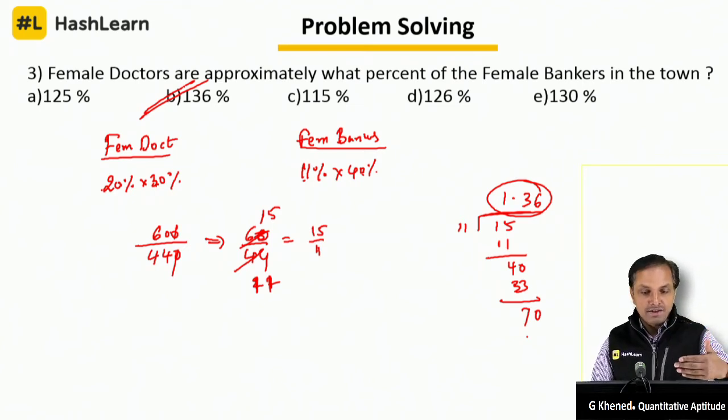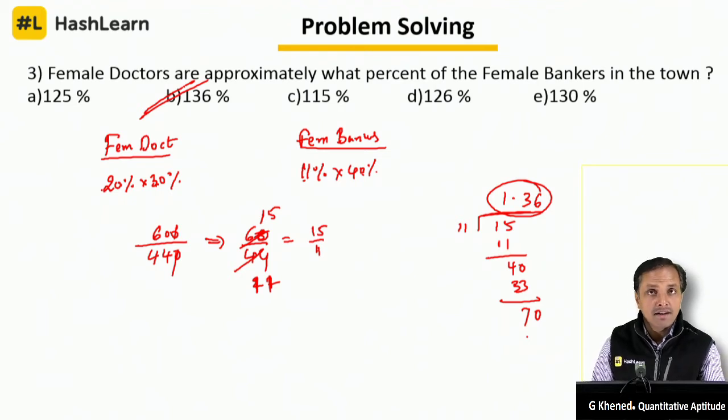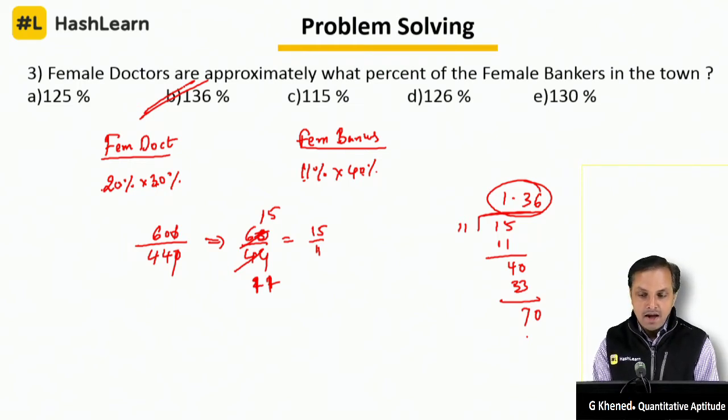The female doctors are approximately what percent of female bankers? Approximately, put the female doctors in the numerator and the female bankers in the denominator, and you multiply it by 100 so that you will get the final answer in percentage. Okay. So the answer for this problem is 136%, which is 15 by 11 is 1.36. That is your answer.